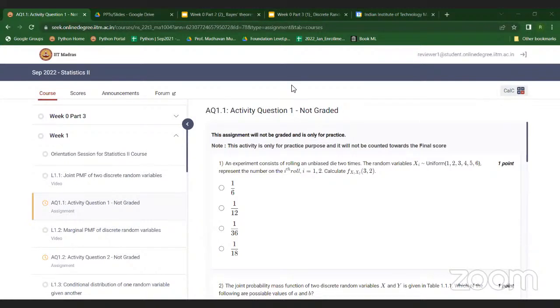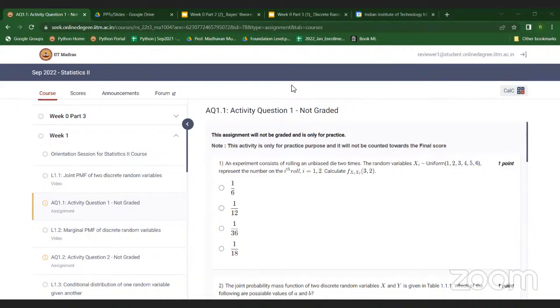So what I'm saying is we'll solve AQ 1.1 and see how much time it takes. Since it is a 2-hour session, suppose it takes more than half an hour, then it's not a good idea to solve all the problems. Then we do what you said. But if it takes very little time, then we can solve all the problems, right? So that covers each and every problem. So it's good for you.